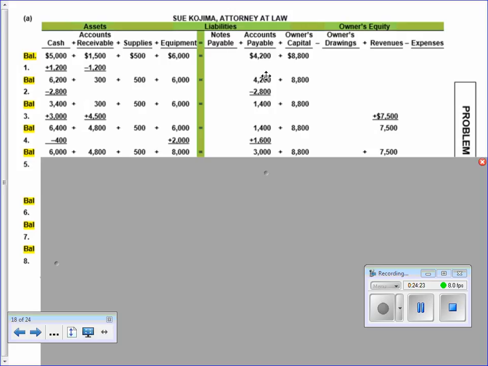Can you tell that 5 is long? What do you think? Just not even looking at the transaction, what do you think we're paying here? We're paying all of our expenses, okay? So let's see what it says. Paid salaries, rent, and advertising.